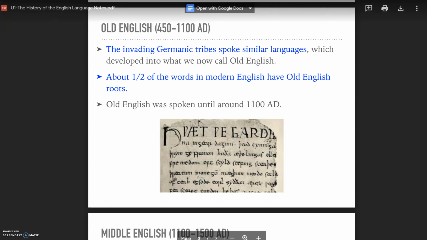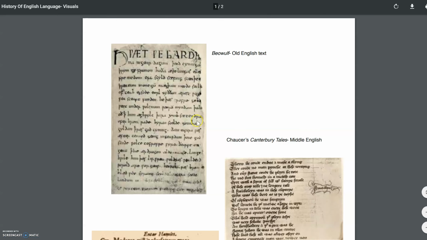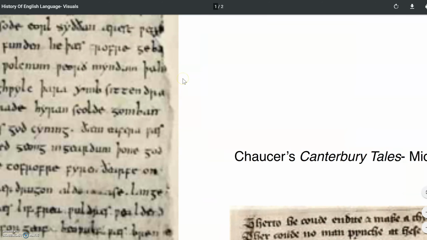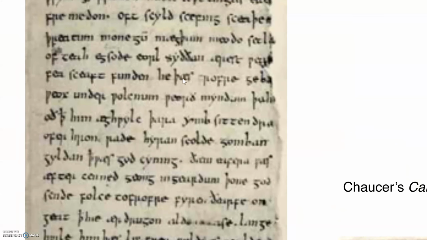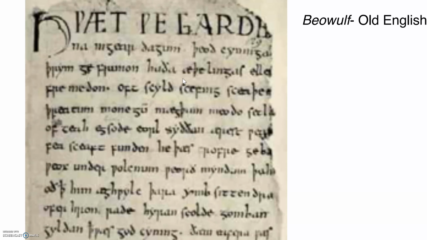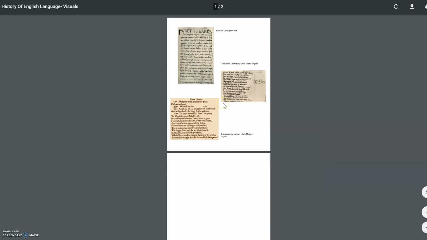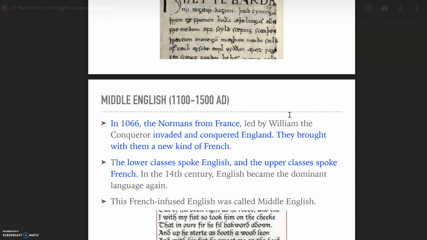And we'll look at that here really quick. I've got some graphics for you. Old English here is really not very recognizable when we look at the text. It does look like a foreign language. There are a lot of blended letters, a lot of unique letters to the Old English language. All right, so moving on to the next section.